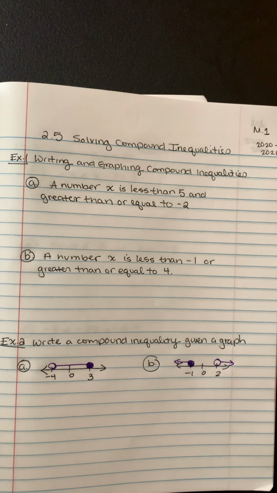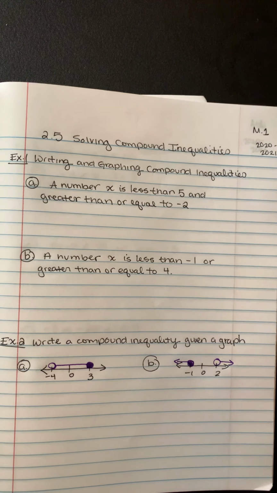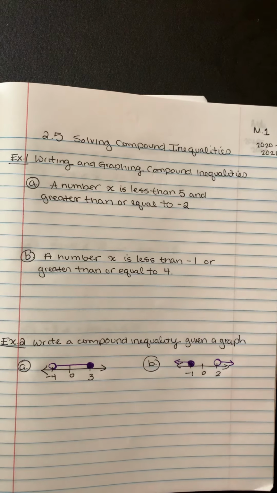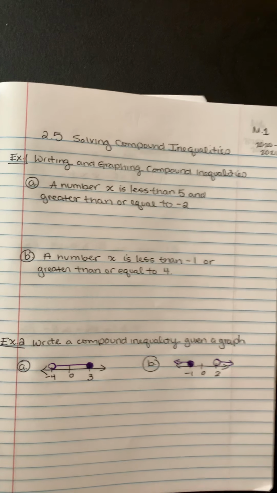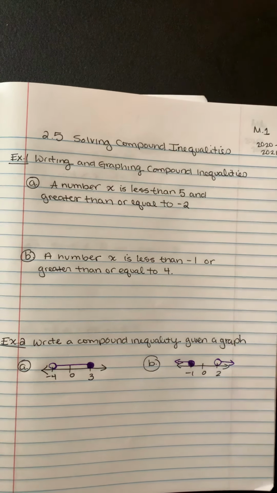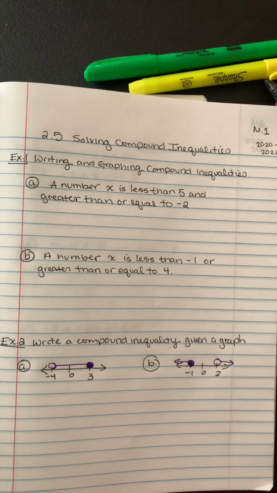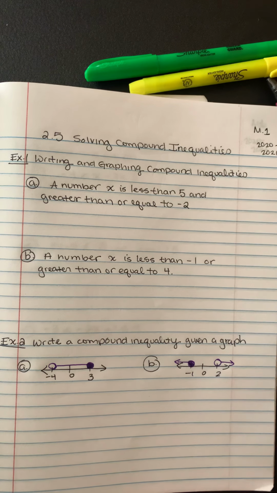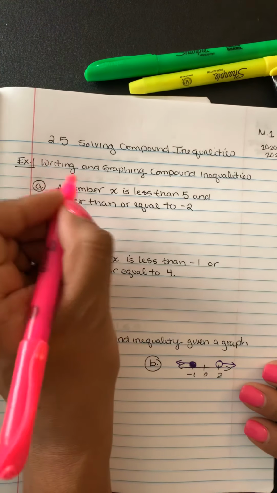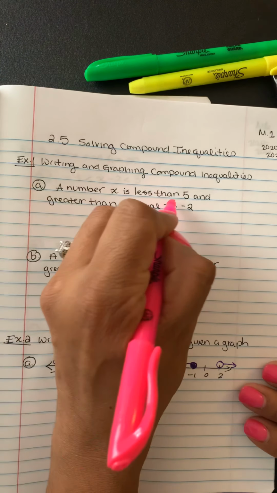Example 1 is asking us to write and graph compound inequalities. So the first thing that we want to do is dissect the expression that they give us, and I'm going to take some highlighters out. As we're doing that, we need to write down pieces of information that we should know already. The first one is a number x is less than 5. We know how to write that. So this is something important that we need to be writing: a number x is less than 5.